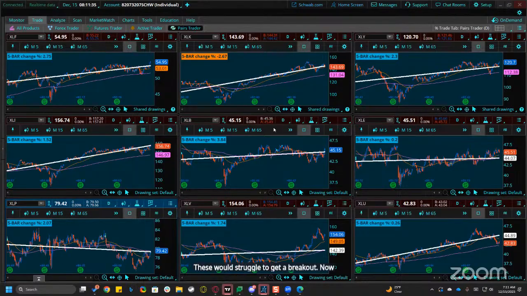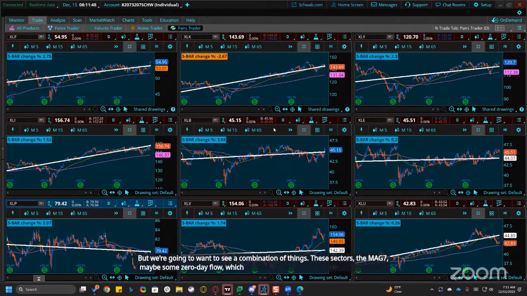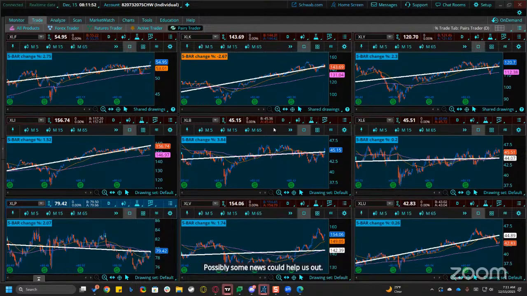Now the Mag 7 all by themselves could give us the breakout and the push. But we're going to want to see a combination of things. These sectors, the Mag 7, maybe some 0-day flow, which we wouldn't have here in the pre-market. Possibly some news could help us out. A move in bonds or yields, a change in gold, something that we can add to it so that it's not just the sectors that is giving us this push.